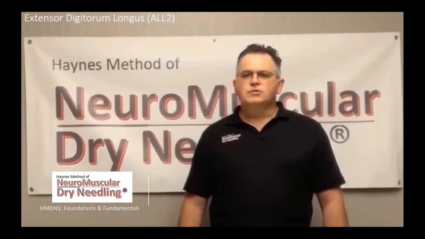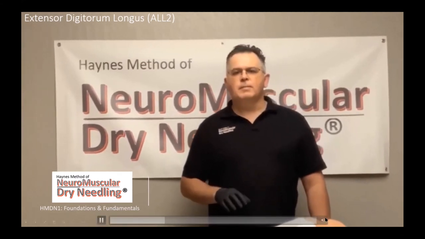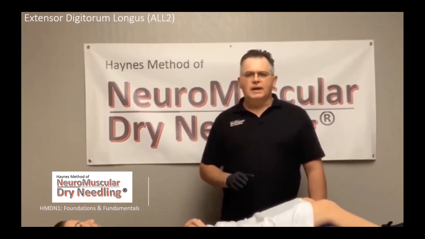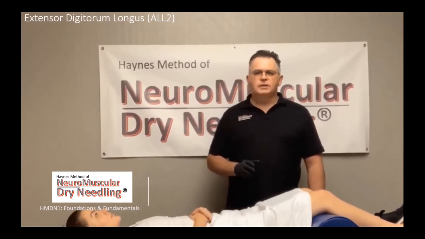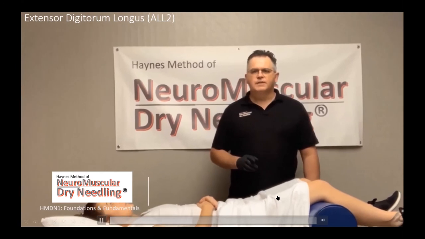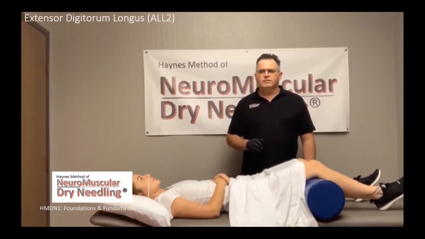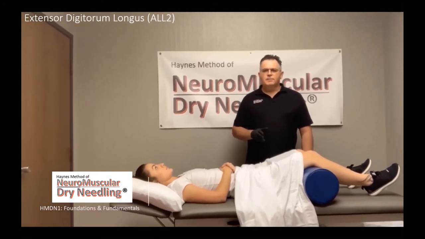For the extensor digitorum longus, patient again is in the supine position, needle length will be about 30 millimeters. There will be no backdrop. Precautions for the anterior lateral genicular artery, the anterior tibial recurrent artery, the circumflex fibular artery and vein, the anterior tibial artery and the anterior tibial veins, the deep fibular nerve, and the lateral sural cutaneous nerve.